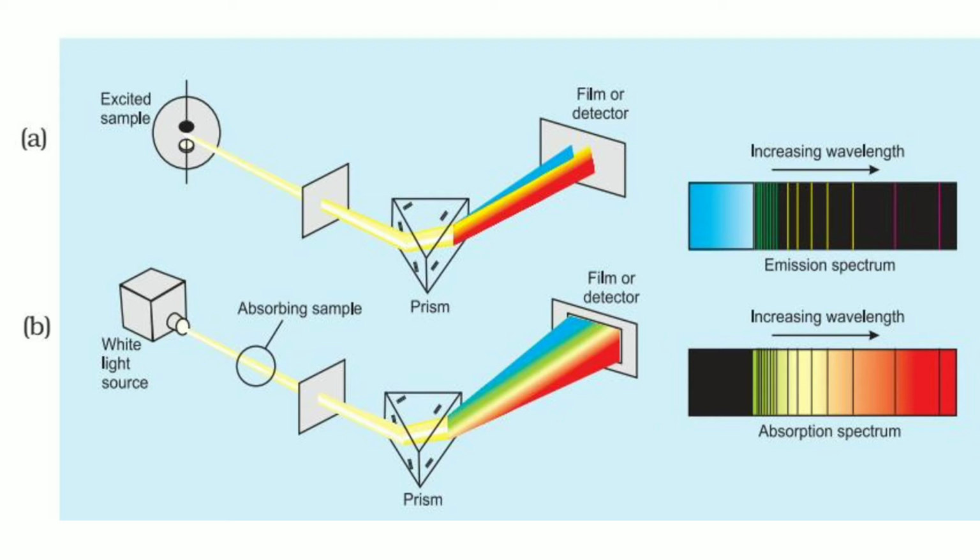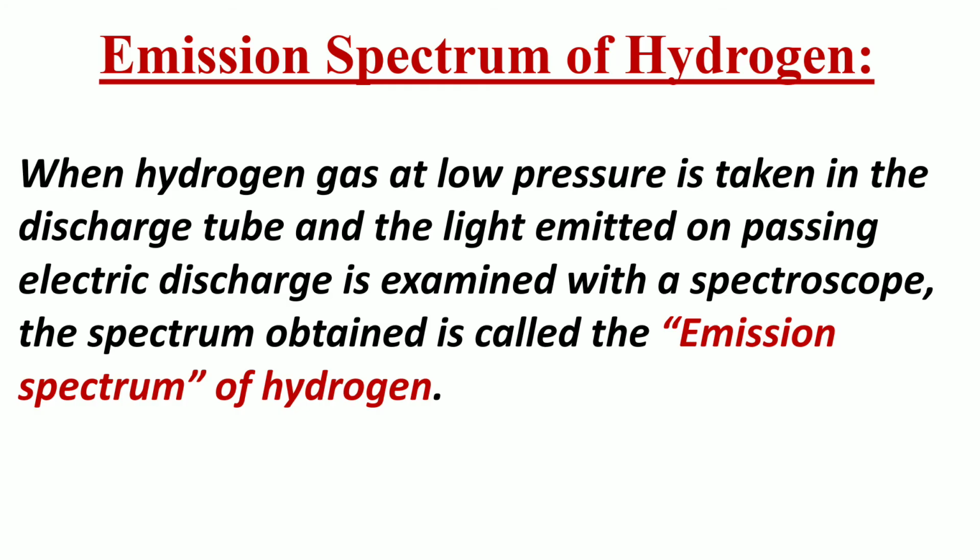In case of atomic absorption, when white light is passed through unexcited atomic hydrogen and then through a slit and prism, the transmitted light is lacking in intensity at the same wavelengths as are emitted in case of atomic emission. The recorded absorption spectrum is also a line spectrum and the photographic negative of the emission spectrum. So this is about the emission spectrum and absorption spectrum of hydrogen.